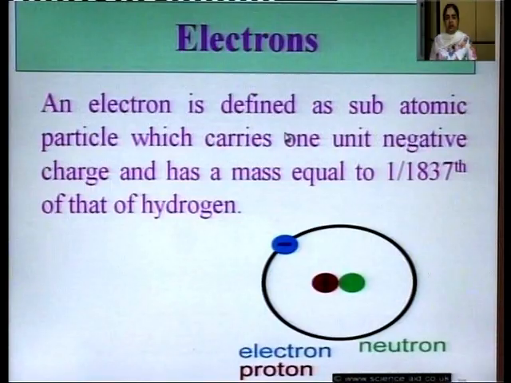What is an electron? An electron is defined as a subatomic particle which carries 1 unit negative charge and a mass equal to 1/1837 of that of hydrogen. This is an electron orbiting around the nucleus.